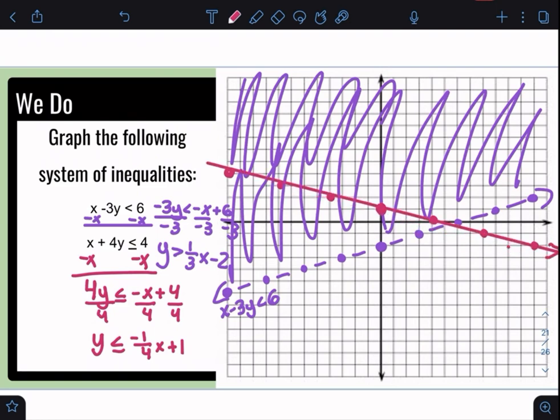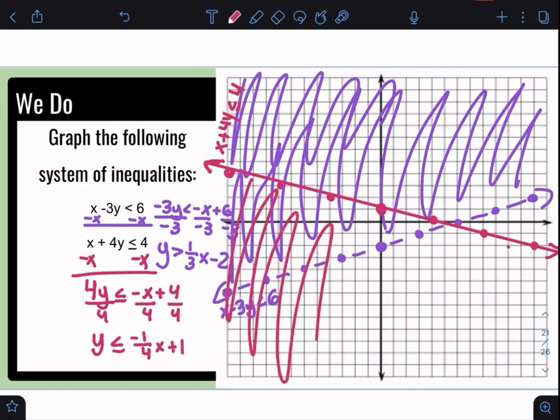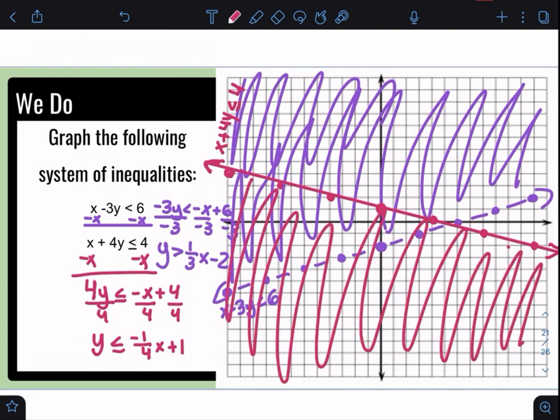Put our arrows. I'm going to label it with the original inequality, x plus 4y is less than or equal to 4. And since it's the less than symbol, that means I shade below. So this right here would be the section where the shaded area overlaps. So that would be our solution set.